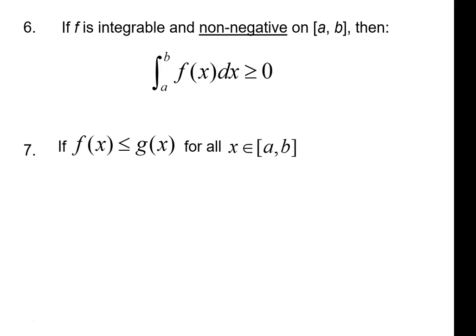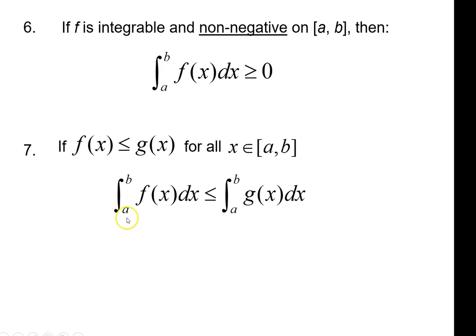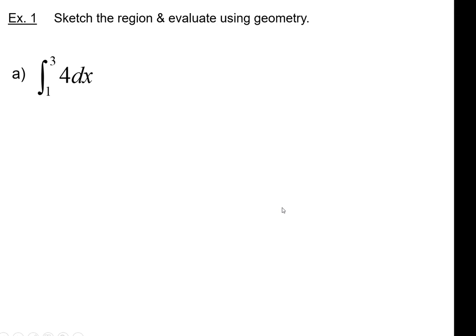If f of x is less than or equal to g of x for all x in the interval a to b that you're working with, then the integral from a to b of f of x will also be less than or equal to the integral of g of x from a to b. So let me say that again. The integral from a to b of f of x, because that's below g of x, will also be less than the integral of g of x from a to b.